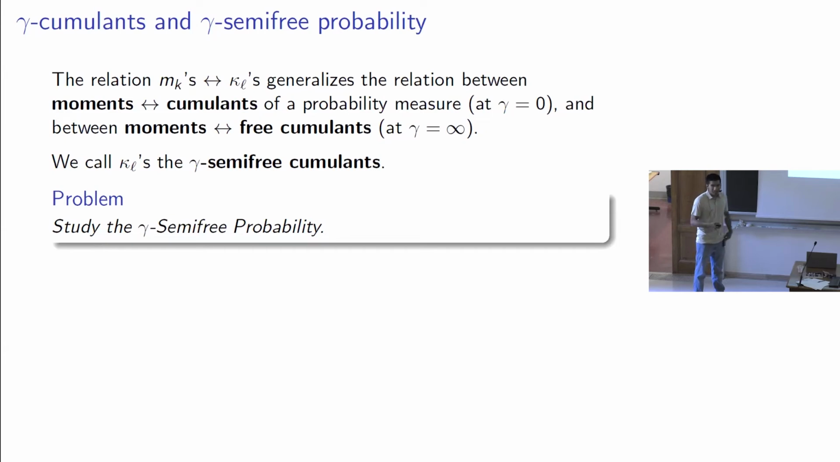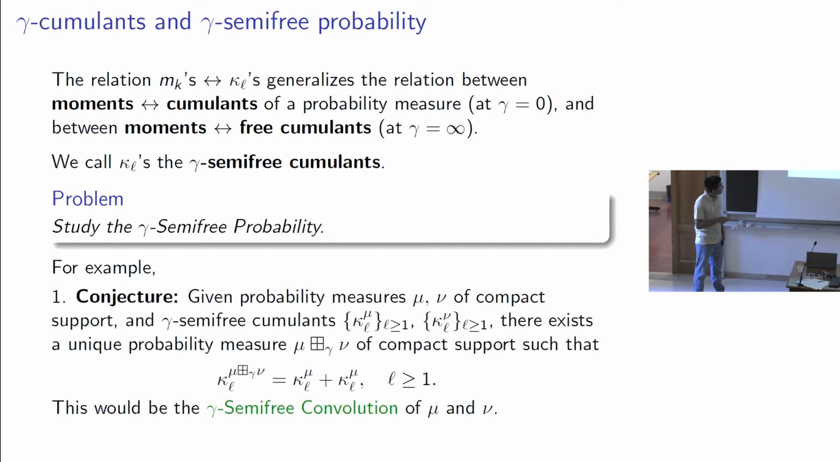Now, one problem that I want to mention here is, okay, a little bit extreme, but you know, study the gamma semi-free probability, okay? So what do I mean by that? I will state a precise conjecture here. So this is a conjecture, okay? I would be happy if somebody can answer this question.